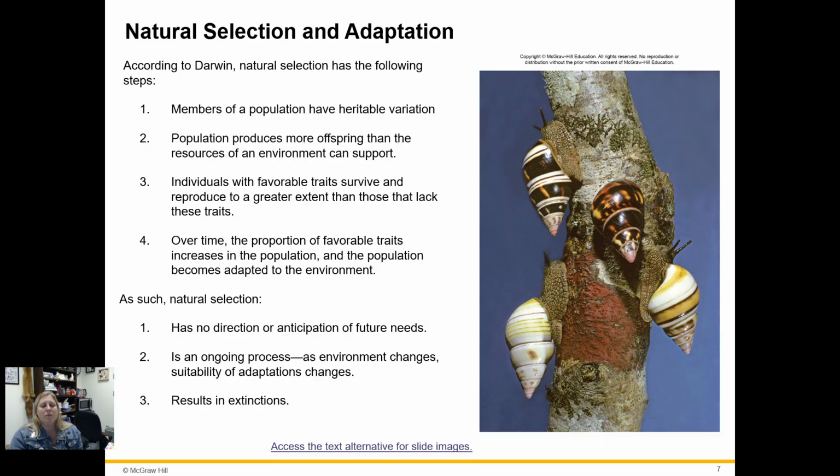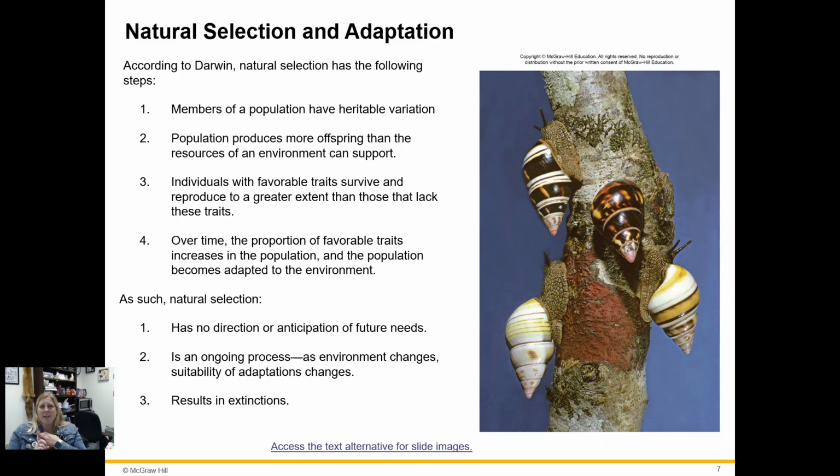Over time, those favorable traits increase in the population and the population becomes adapted to that environment. This is what natural selection is. We have basically simplified Darwin's concepts into the idea that natural selection is a pressure that has no direction or anticipation for future needs. It is specifically driven on a current population in the situation they are in, in the environment that they are in. It is completely ongoing.